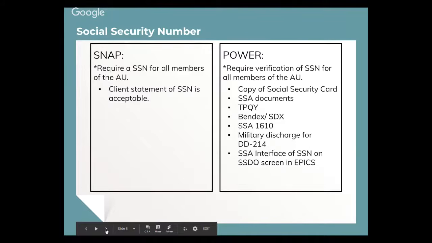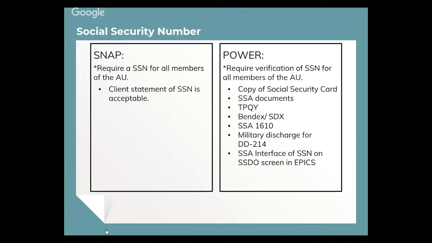Social Security number. We do require a Social Security number for all members of the assistance unit for the SNAP program. For SNAP, we can accept client statement of that Social Security number, and I mentioned this a few minutes ago. We can take their client statement, put that into the EPIC system. That interfaces with Social Security. Social Security will then verify that that number matches the name and the birth date of the individual that they have on file, and then they will interface that.